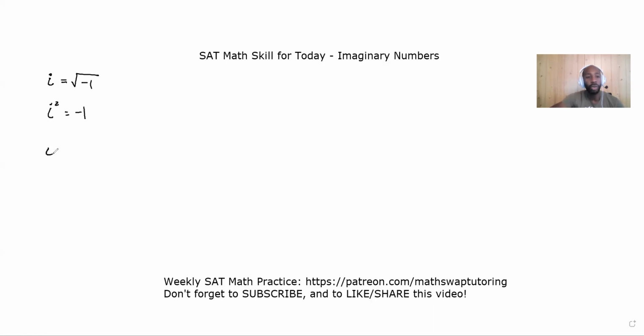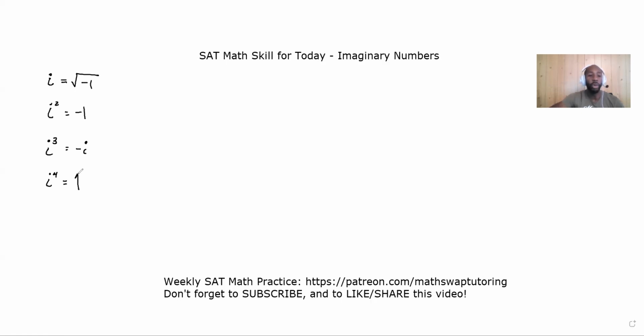What about i cubed? i cubed is just like multiplying i squared by another i. So multiply both sides by i. That becomes -i. What about i to the fourth power? You could either look at this as squaring i squared, or multiplying i cubed by another i. i to the fourth power is just 1.